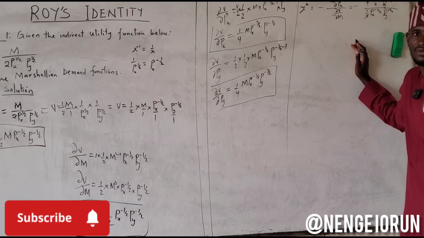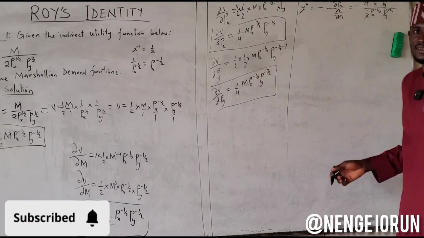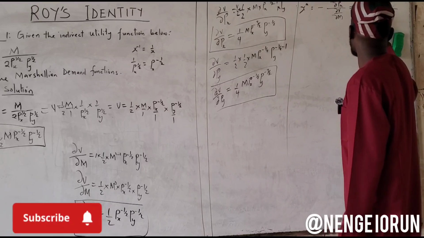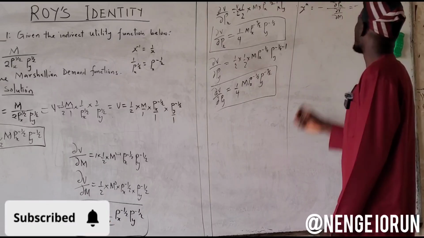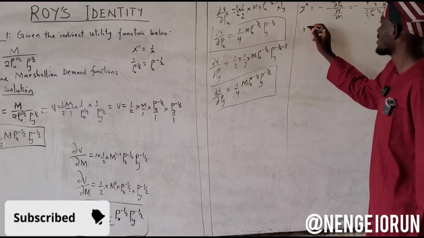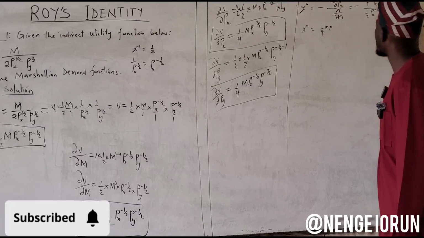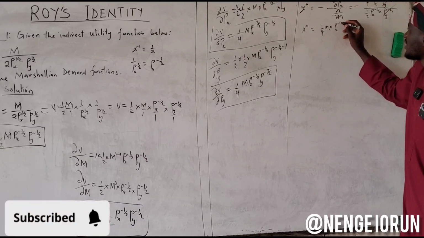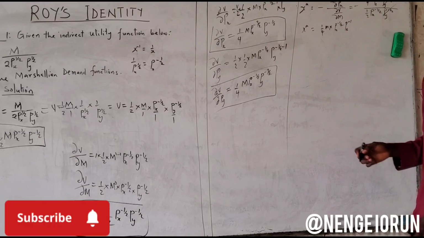2 into itself 1 time, 2 here 2 times. So what we have is, now let's not cancel the 2 first. Let's leave the 2. So what we have here is x is equal to 1 over 4m times px raised to the power of negative 1 over 2, px raised to the power of negative 1, laws of indices.